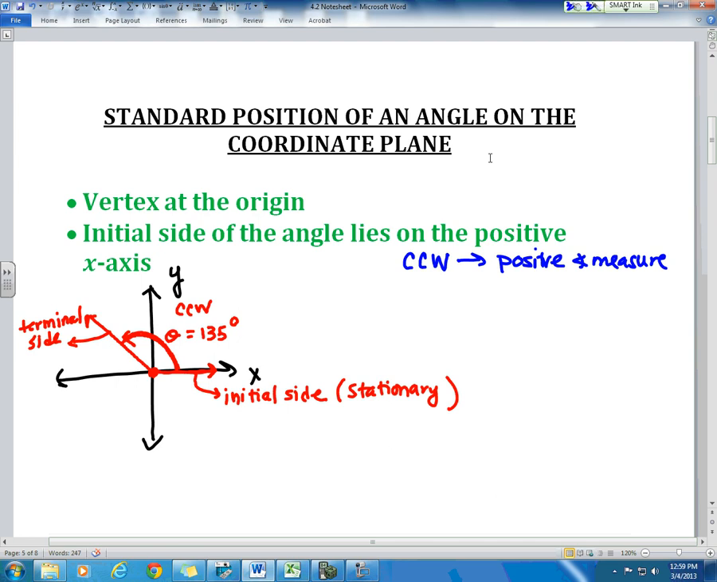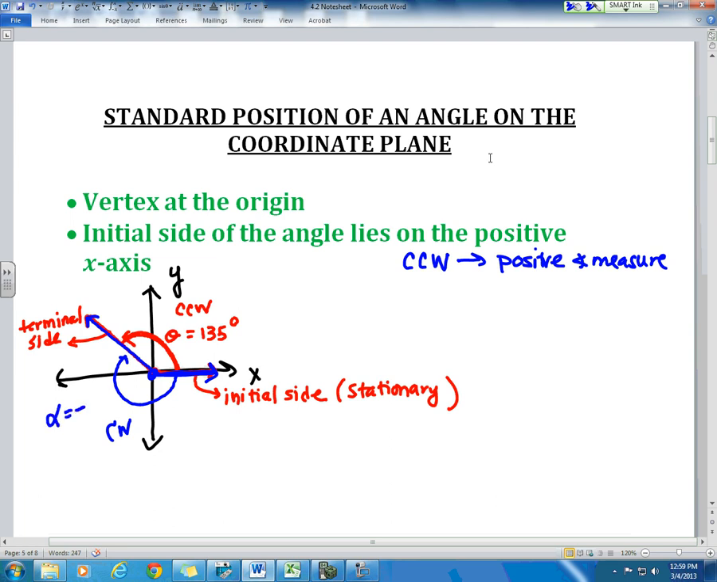has a negative partner, or we can also draw angles in the negative respect. Negative meaning the direction of opening only, as far as measurement goes. So if I were to stay on this and start with my initial side here again, but this time I rotated my terminal side, so I went this way in a clockwise direction. The terminal side is exactly the same as what I had in the positive 135 degree angle, but this time I would name this angle as, let's call this one alpha.